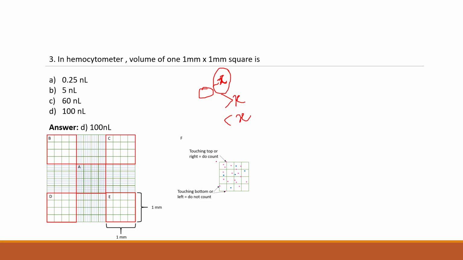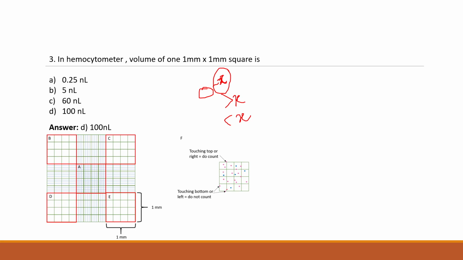So if a cell is touching your top border, we will count it as within the square. If it is touching your right border, then also we will count it. But when you count these two, you should not count the other two. You should count any two, but you should not count all 4 borders.